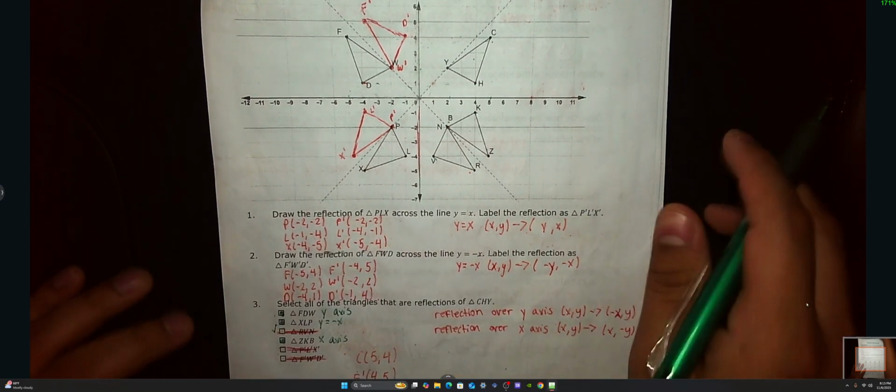So now all of a sudden this is a possible reflection. And you don't have to write this, I'm just showing you this. And you can assume the same thing is going to happen to P prime L prime X prime.